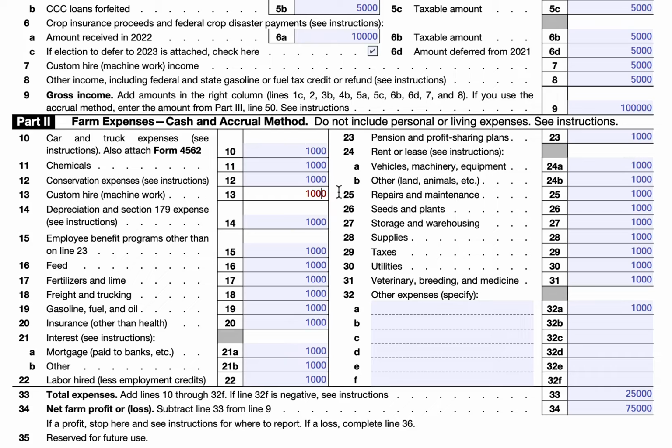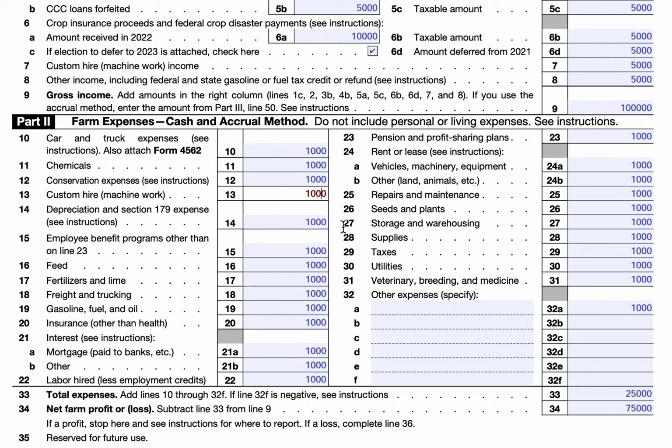In line 13, you would enter any amounts that you paid for custom hire or machine work. Again, that was the item that you reported as income up here. If you paid someone to do that, in that the person brought the equipment, then you would enter that expense paid in line 13. Don't include any amounts that you used for renting vehicles. You would use line 24A for that.